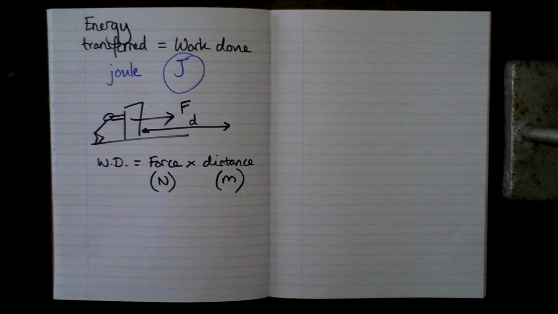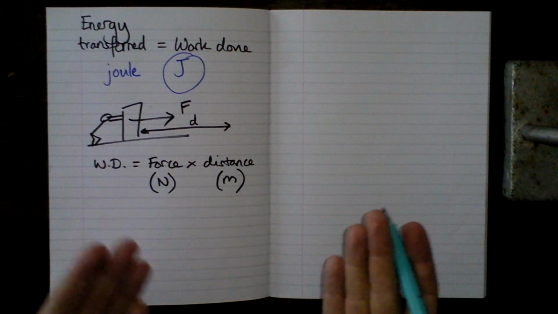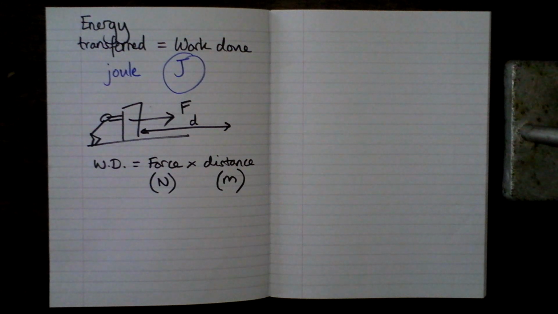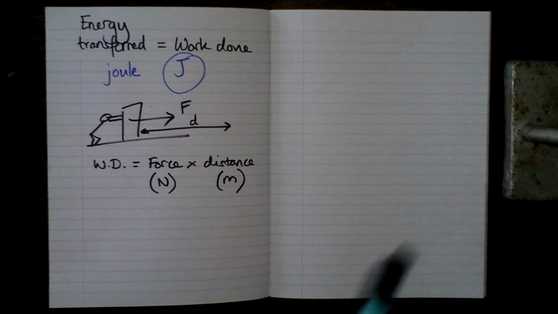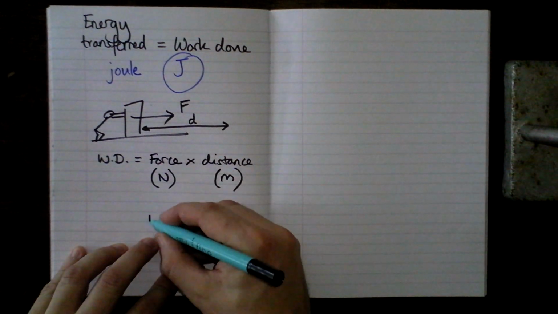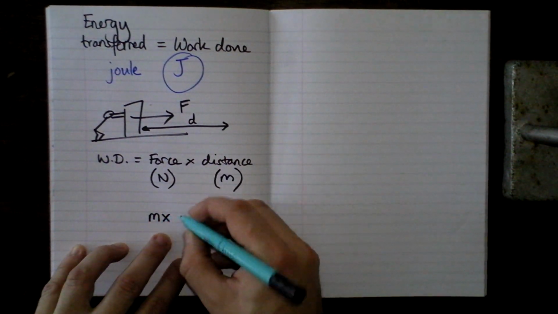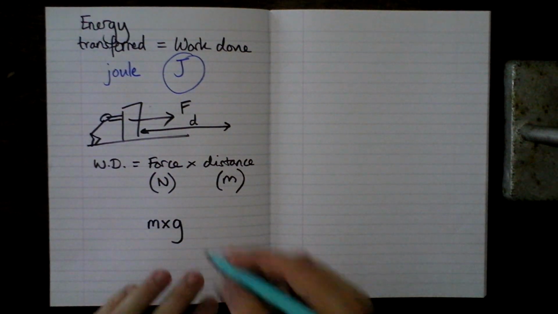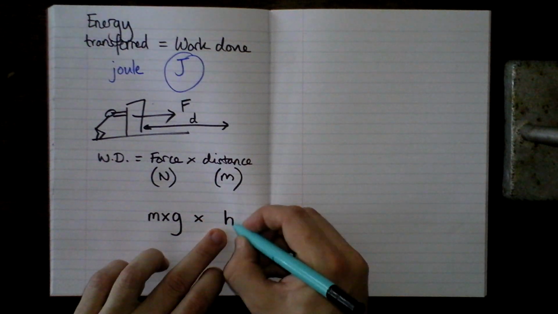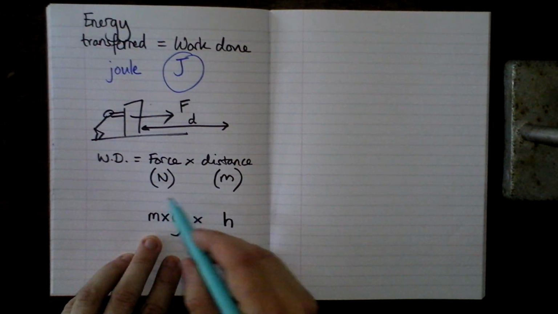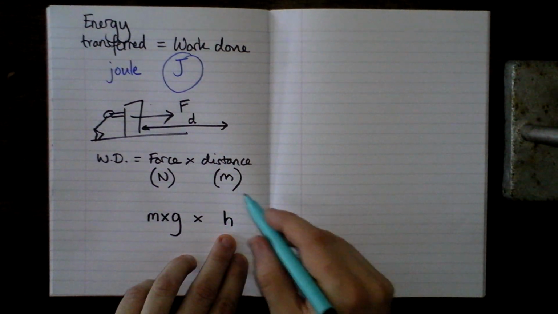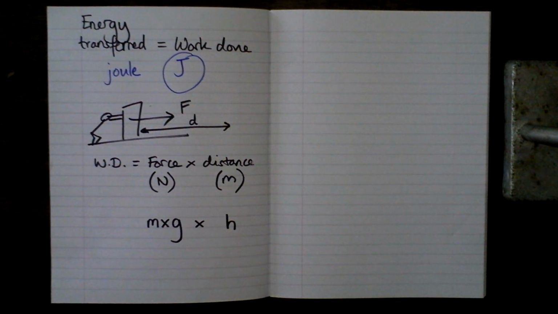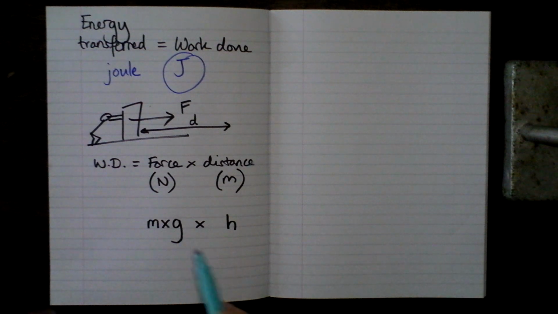Now there's one specific use of this equation that we can talk about. If I push something upwards, then I need to be pushing with a force that's equal to its weight, because weight, of course, is the force of gravity pulling down, mass times gravitational field strength. So if I push up against something to lift it up, I've got mass times gravitational field strength, and if I lift it through a certain height h, then I've got force, that's weight, mass times gravitational field strength, times a distance, the height that I lift it up. So the work I do in lifting something up is equal to m times g times h.